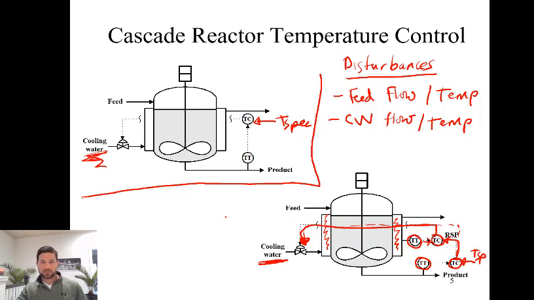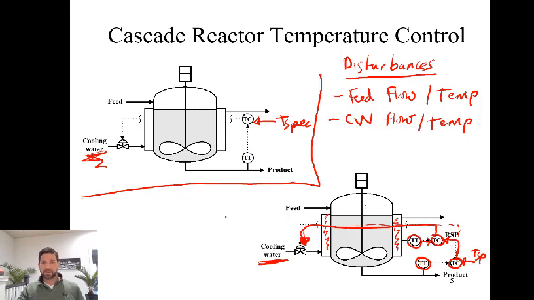We're measuring the temperature of the cooling water because we know that if the flow or the temperature of the cooling water changes, it's going to affect the temperature of the water in the jacket. And it's the temperature of the water in the jacket that affects our control variable, not necessarily the temperature of the water coming in. So that's what we want to measure. This temperature is going to go to the inner loop controller. The inner loop controller is going to change the valve, and the outer loop is going to provide the set point to the inner loop controller.